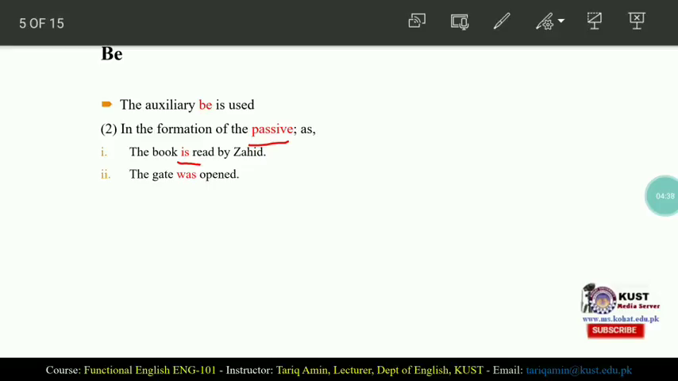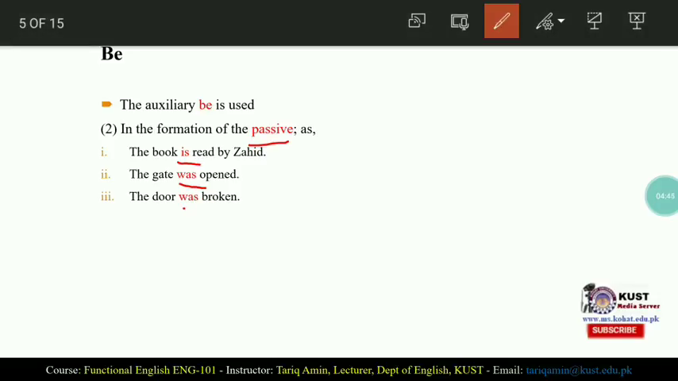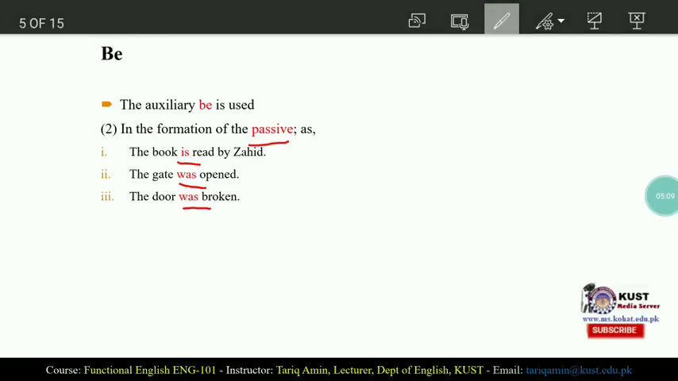The gate was open. It is also passive voice. And the door was broken. This example is also in the passive voice. It is not in the active voice because the form of the verb shows that something has been done to something. It does not show that the subject of the verb performs an action. It shows that something has been done to the subject of the action. That is why it is in the passive voice.